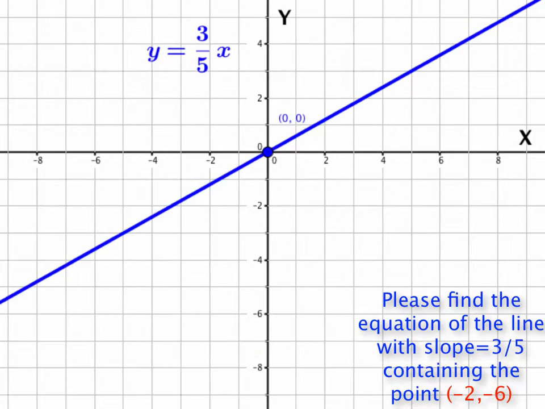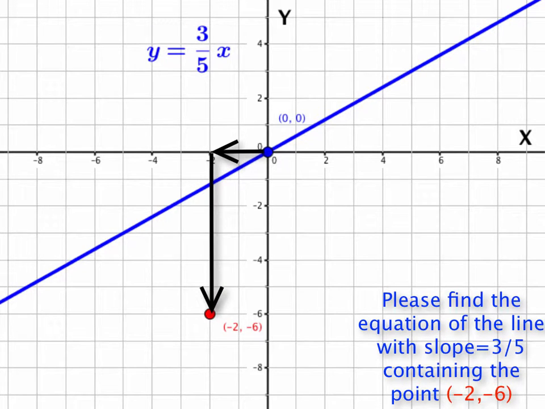All right, now let's try to find the equation whose graph will be a line with a slope equal to 3/5, containing the point -2, -6. Now, of course, if all we needed was to have a slope of 3/5 containing the point 0, 0, we'd be home free. The equation would be y equals 3/5 x. But if we wanted to contain the point -2, -6, well, I think what we need to do is take this original graph and move it left 2 units and down 6 units.